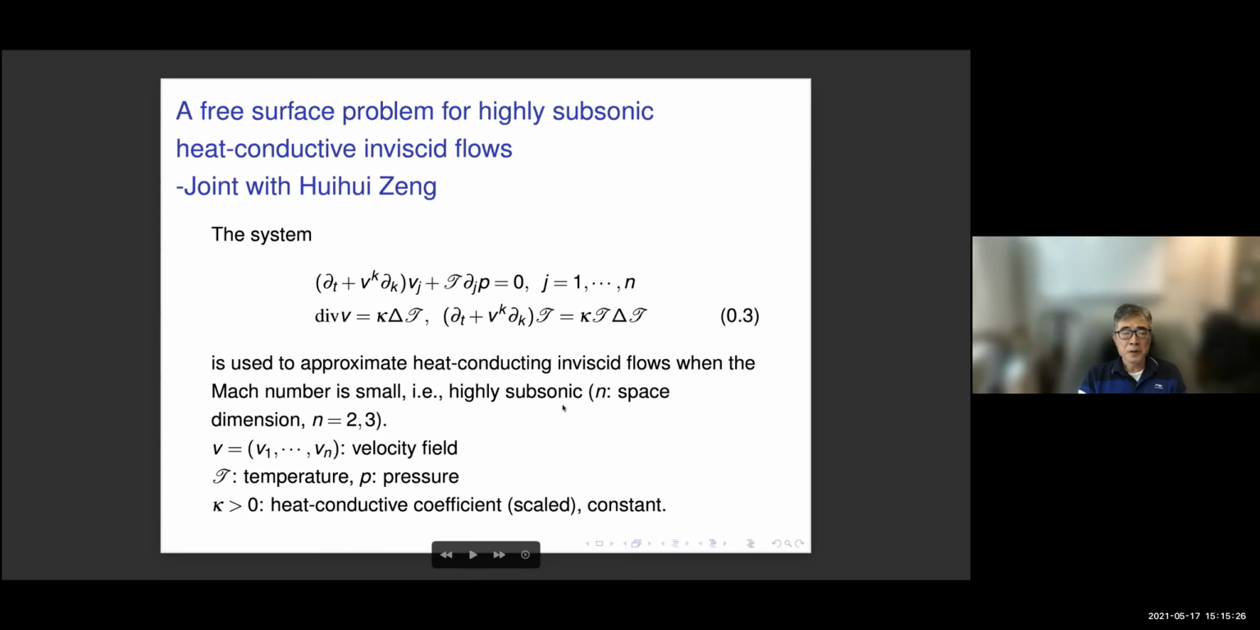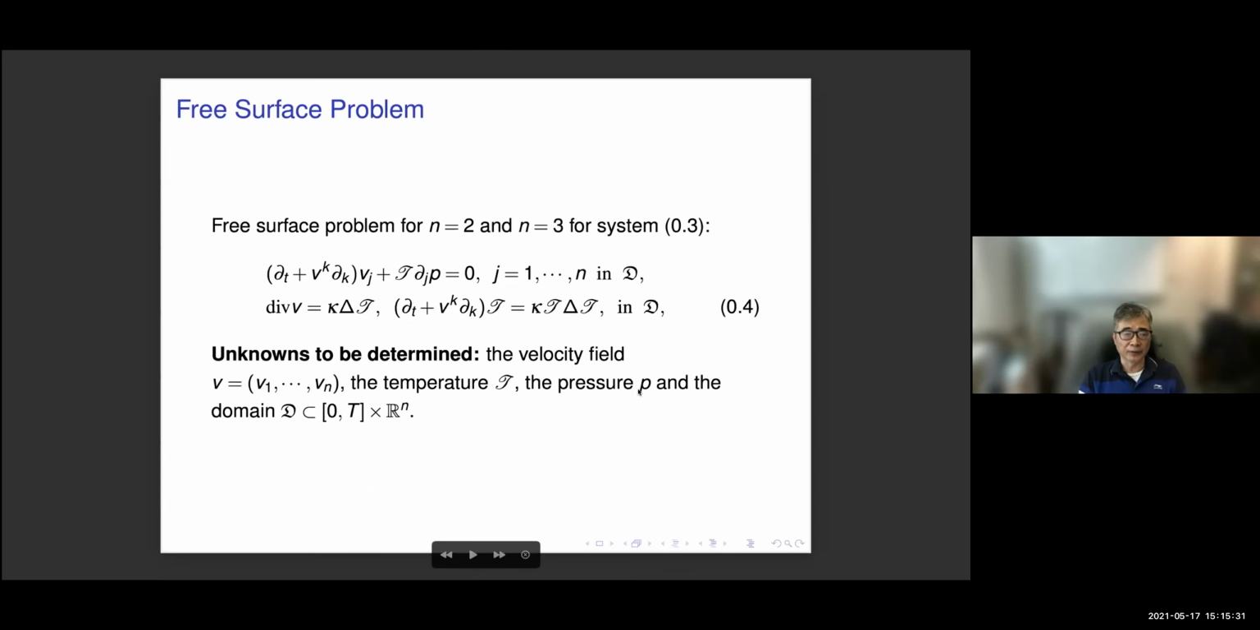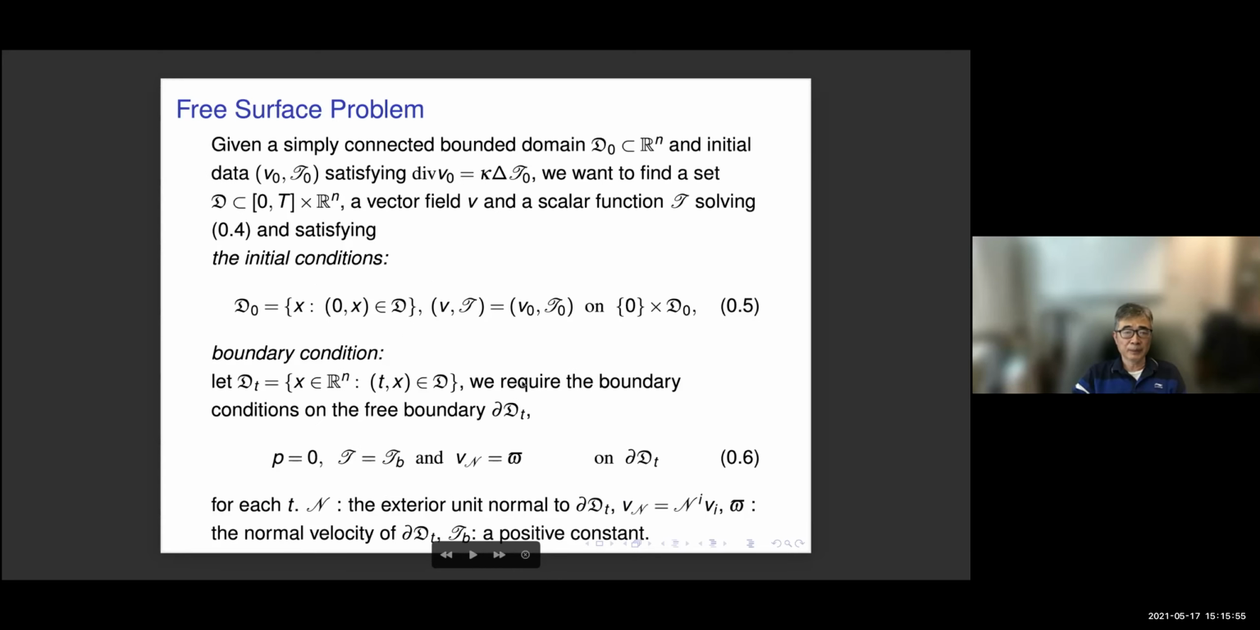Yeah. So for this system, we also consider the free surface problem. Free surface problem, we consider the problem in physical dimension n, for example n is 2 or 3. So we get this problem. The unknowns to be determined are the velocity field, the temperature, the pressure, and the domain D here. So at first we give a simply connected bounded domain.